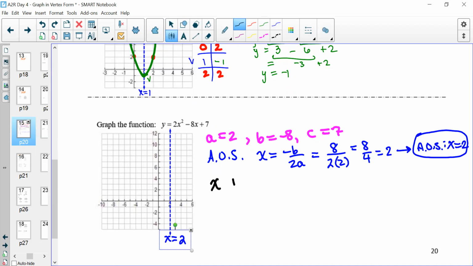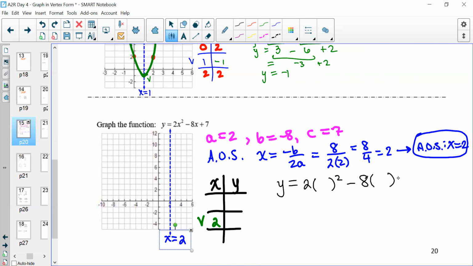So remember, we're always going to do our XY table with the 3 points, and the 1 point is the vertex. So the X value has to be 2, but then what is the Y value? So I'm going to put that into the Y equals equation, and I like to just put parentheses where my X is, and then put in the X value of my vertex into the parentheses. And then I'll do the exponent first and then the multiplication.